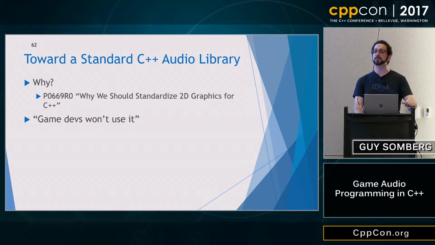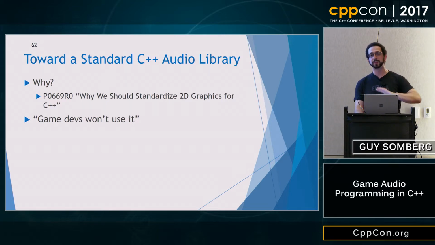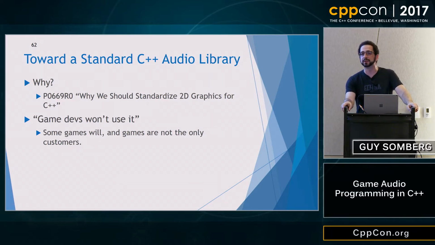For example, game devs won't use it. If we provide this, no game in existence is going to use this. Well, you know what? Some games will. Some games will have modest requirements and just want to reach for the standard. Some games have more serious requirements, but they're comfortable building on whatever feature set, so long as it's powerful enough, provided by a standard. And then there will be libraries that people will build on top of standard facilities that will be powerful enough for games.